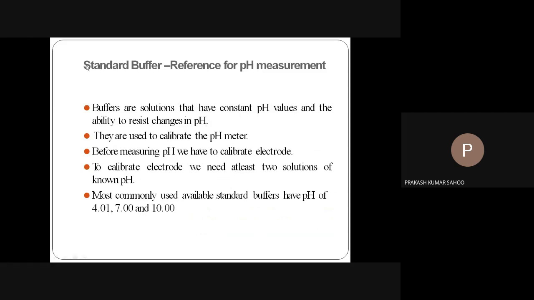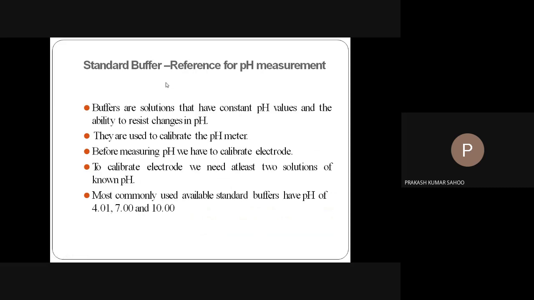Then, what is a buffer? A buffer is a solution whose pH doesn't change significantly when a small amount of acid, alkali or base, or water is added to it. That means it is a solution whose pH doesn't change after the addition of a small amount of acid, alkali or water. This is known as a buffer solution. And our blood, which has the pH of 7.4, acts as a buffer solution in our body.